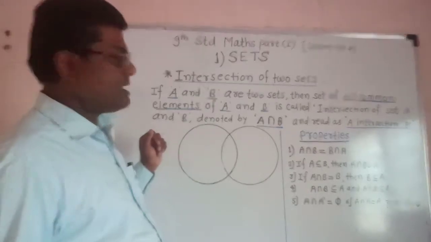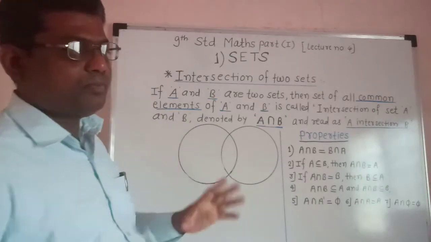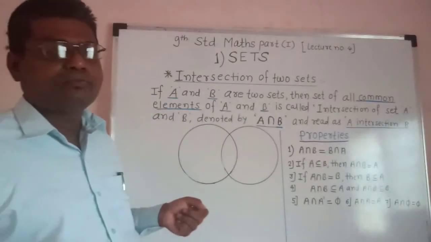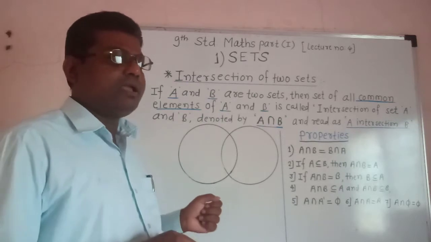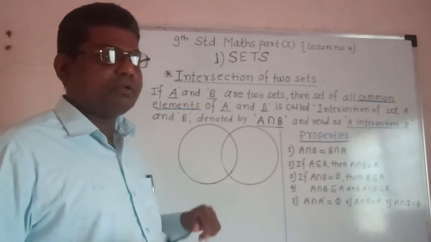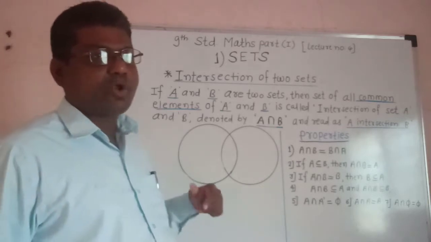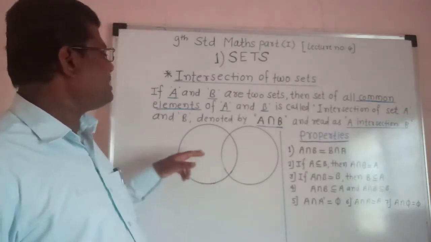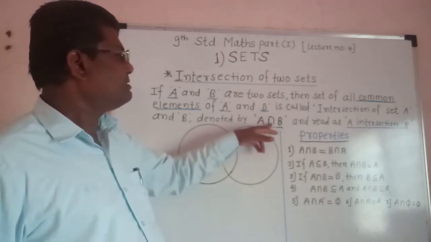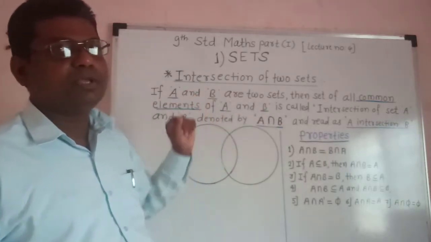Lesson number 1, sets. Now the point is intersection of two sets. If we have given two sets A and B, then the set of elements which are in A and also in B, that is set of elements which are common in the sets A and B, is called the intersection of two sets. And we write that intersection of two sets in this way. This is the sign of intersection and read as A intersection B.